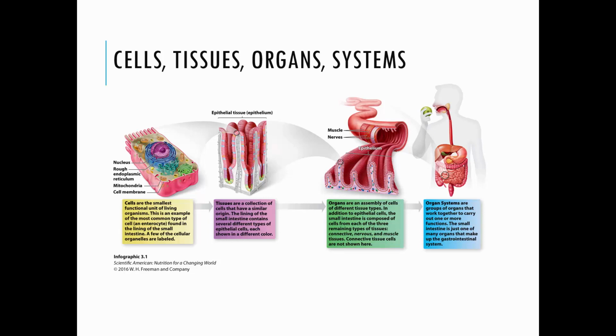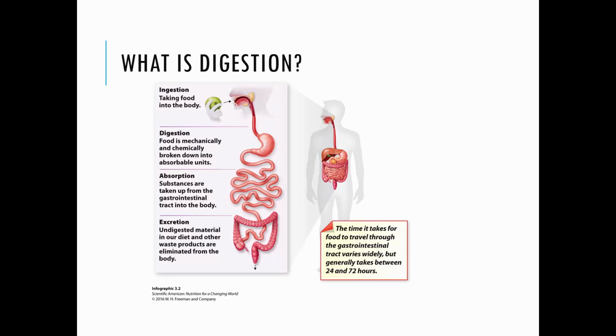And then an organ system is a group of organs that work together to carry out one or more functions. Again, the small intestine, for example, is just one organ that makes up the gastrointestinal organ system. So we'll be talking about that gastrointestinal system, or GI system, as I'll probably commonly refer to it as we go throughout. So what does digestion mean?